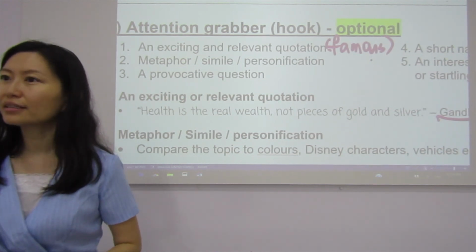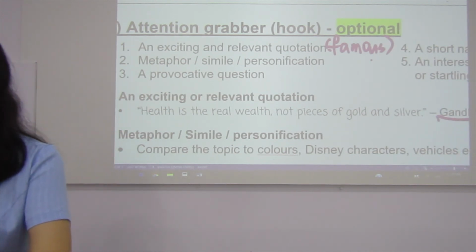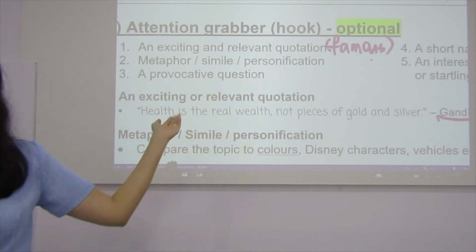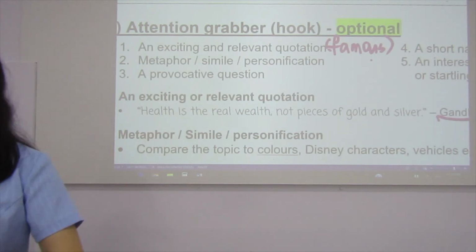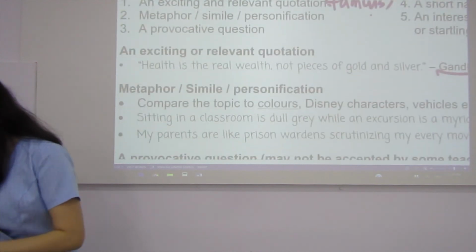So if your essay is writing about something like health being very important, then you can use this quote to show how important health is, how important it is for us to be healthy.